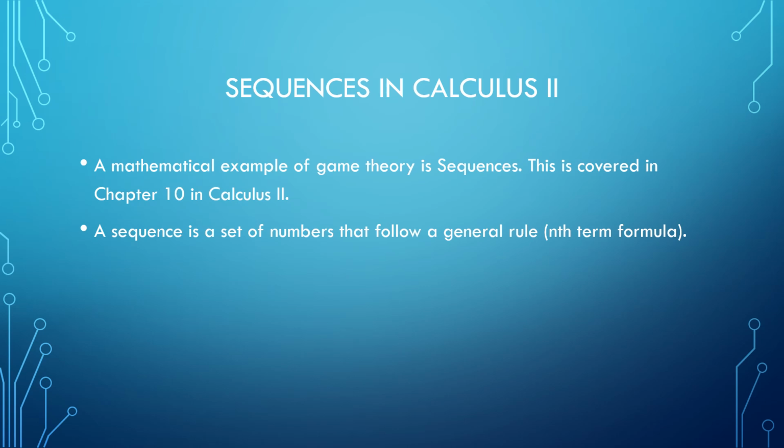Sequences in Calculus 2. A mathematical example of game theory is sequences. This is covered in Chapter 10 in Calculus 2. A sequence is a set of numbers that follow a general rule.